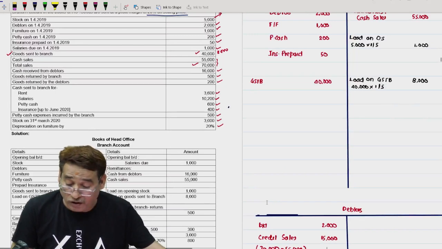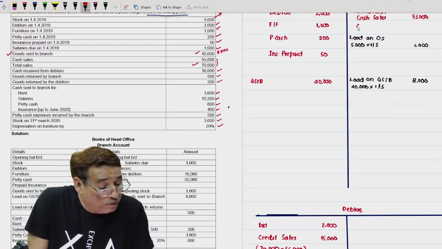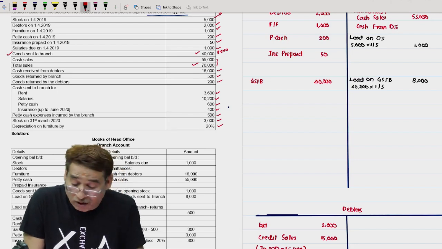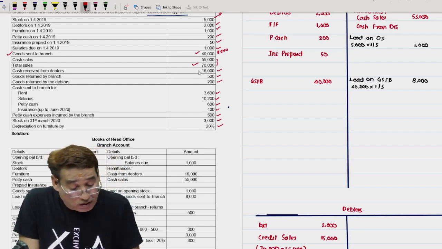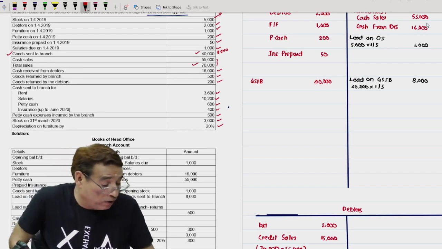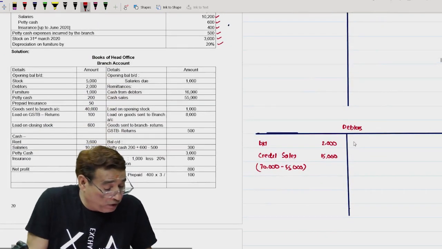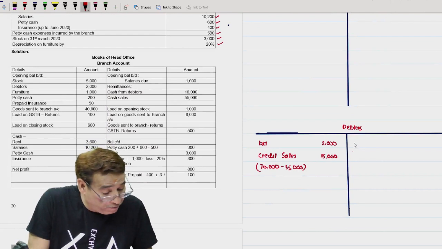Then we have got in this case cash receipt from debtors 16,000. Cash from debtors, as you know, is written under remittances. So cash from debtors given to you is 16,000. You are going to write here 16,000. And because you are preparing debtors account, cash from debtors will also be written over here.